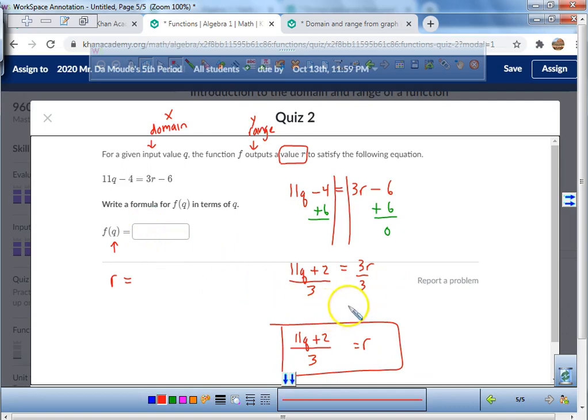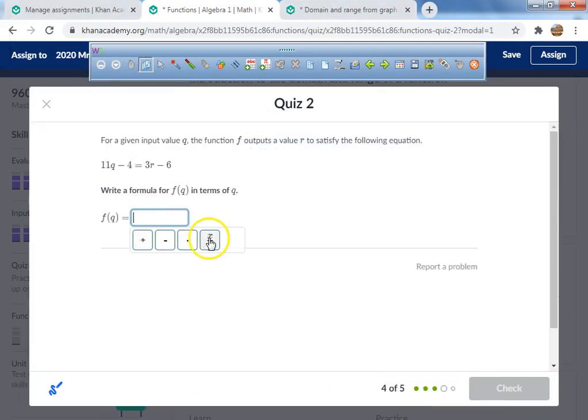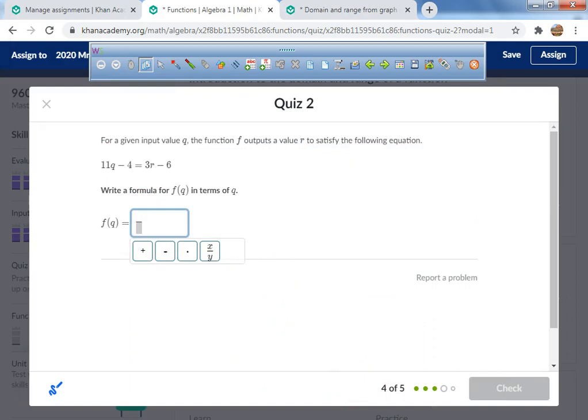Okay? Now, there's another form that you could do. You could also say r equals 11 over 3 times q plus 2 over 3. This is another form. It's an equivalent expression, is what they say. So I could write it this way, or I could write it this way. So which way do I want to do it? I don't know. I think I'll just do it this way because it looks cooler, even though it's not necessarily easier. Actually, it's easier to write.